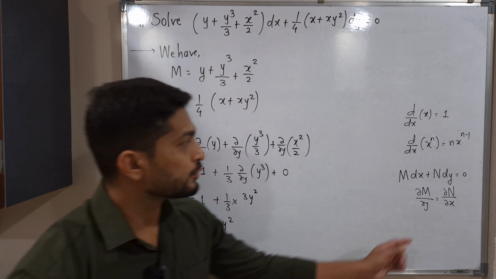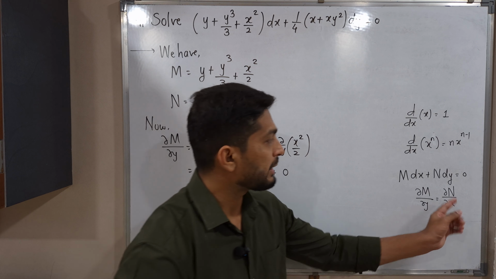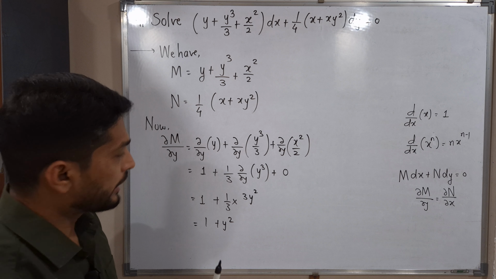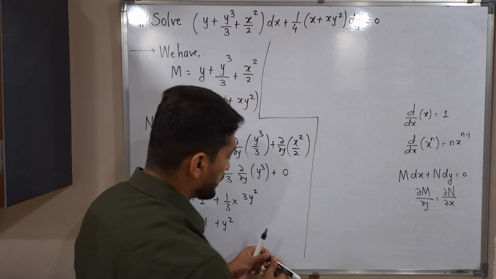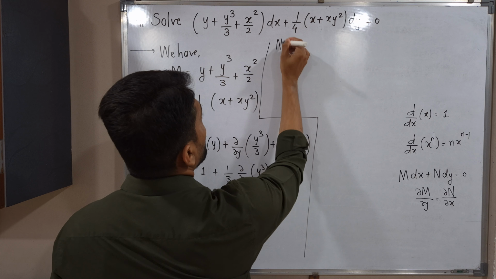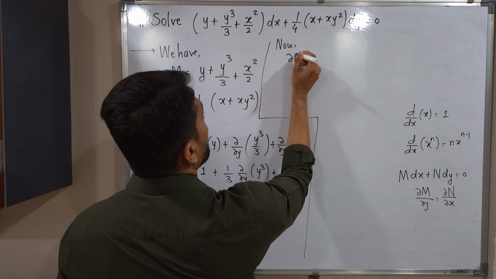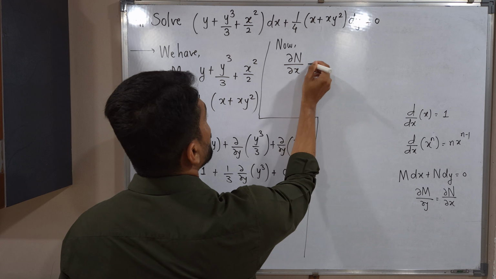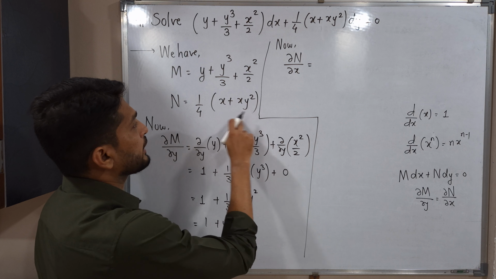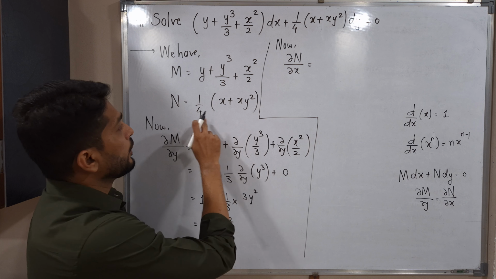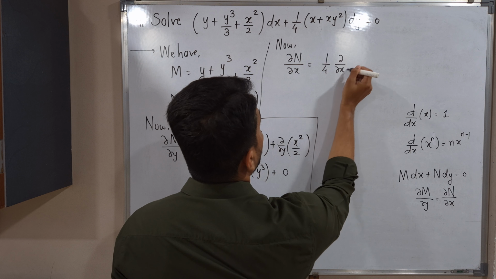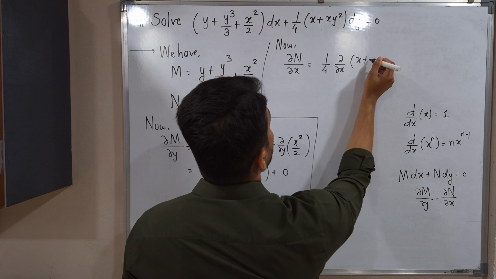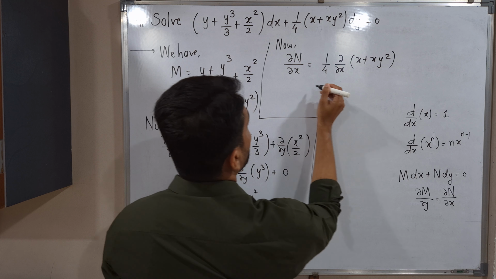The next task is to find del N by del x and we will check whether both of them are the same or not. Let us use that space to write. The next part we will continue here. Now del N by del x. So this is my N. We have to find its partial derivative with respect to x. 1 by 4 is a constant, so I am taking 1 by 4 outside. So the derivative of x plus xy square.